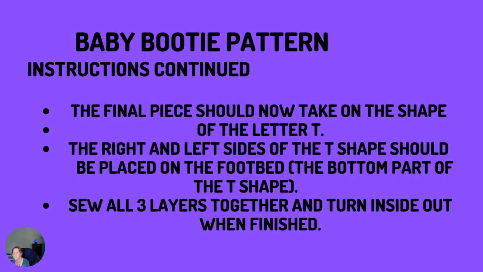The right and left sides of the T shape should be placed on the footbed, which is the bottom part of the T shape. Sew all 3 layers together and turn inside out when finished. You also want to remember that you're binding off at the bottom of the T shape, and that's completely binding off your work or ending your work.